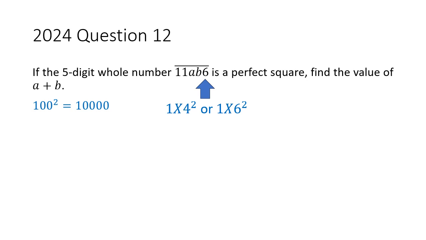Therefore, we're looking at 1x4 squared or 1x6 squared, because only 4 squared and 6 squared can produce a last digit of 6. So let's just guess and check. Let's guess 104 squared. Nope, it doesn't work. We guess 106 squared. Whoop, it works. Therefore, a plus b equals 2 plus 3 equals 5. And that's our final answer.